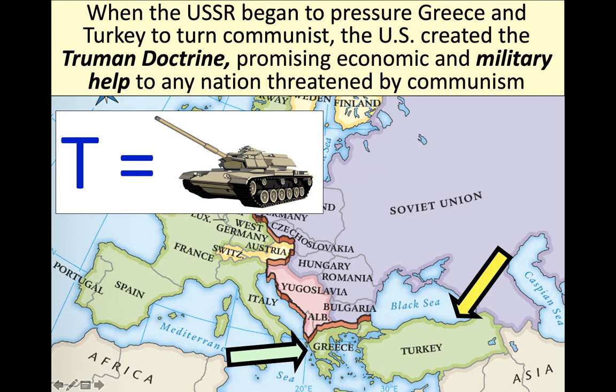All right. So question number 3. What did the Truman Doctrine promise to countries that did not turn communist? Military and economic help. Emphasis on the military part. T equals tank. Okay. And so your next question is, did the Truman Doctrine work? Yes, it did. How do you know? Turkey and Greece did not become communist. It's that simple.